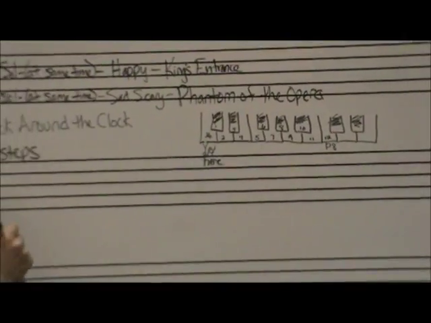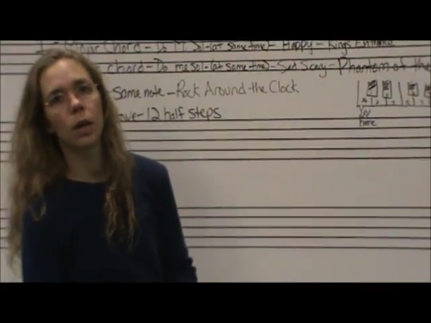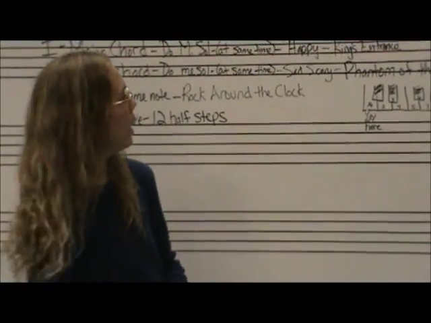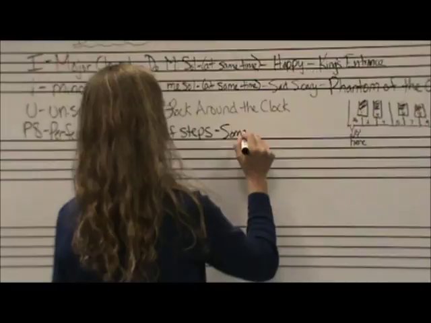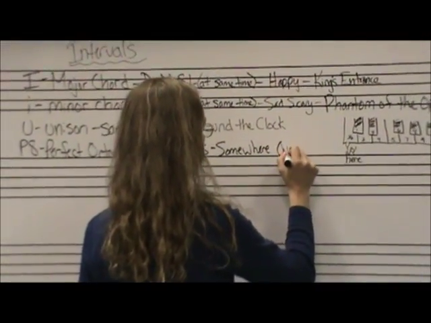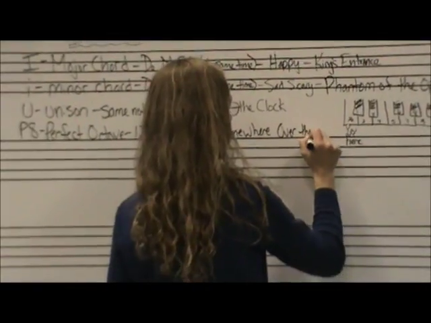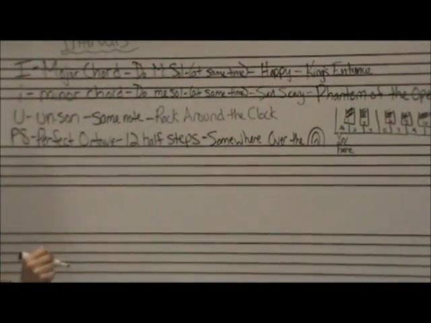All right, so when we have 12 half steps, it sounds like Somewhere Over the Rainbow. So write down Somewhere Over the Rainbow on your paper. Somewhere over... I ran out of room. Following a rainbow. There we go, Somewhere Over the Rainbow.